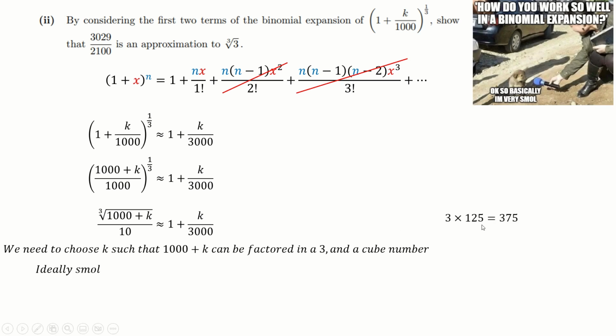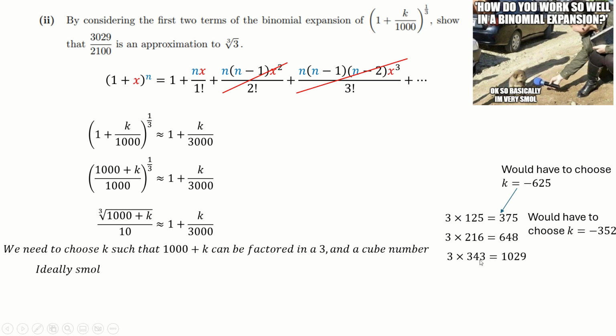So 3 times 125, that's a cube number, nowhere near. K would have to be minus something big. No way we're doing that. 3 times 216, closer, but not okay. This is 6 cubed, by the way. 3 times 7 cubed, which is 3 times 343, is 1,029, which is only 29 away.